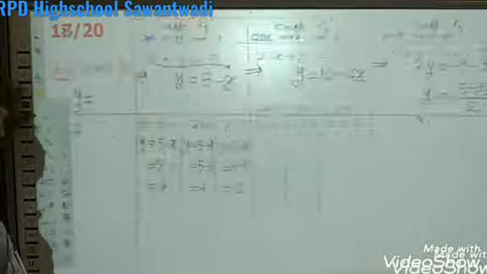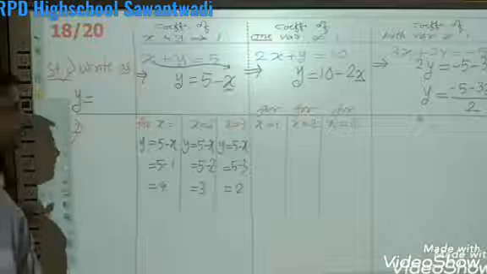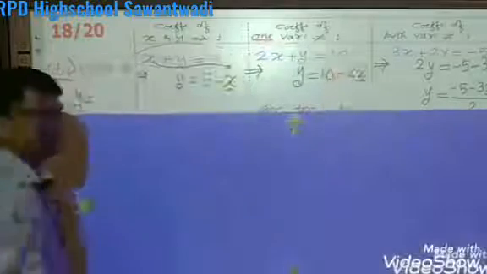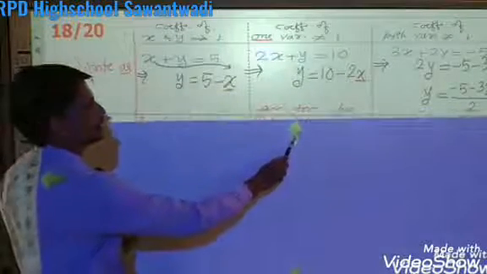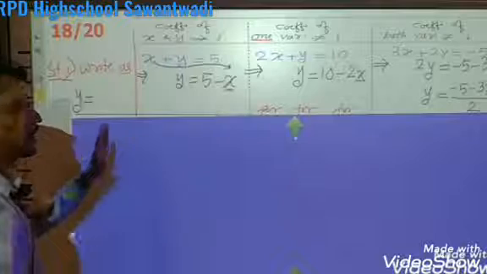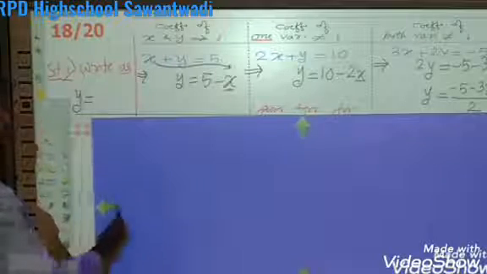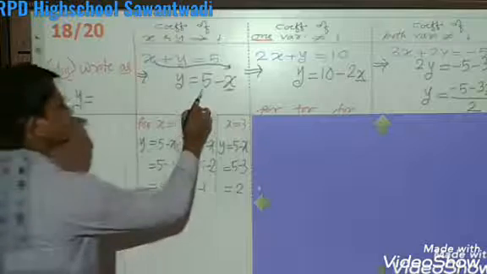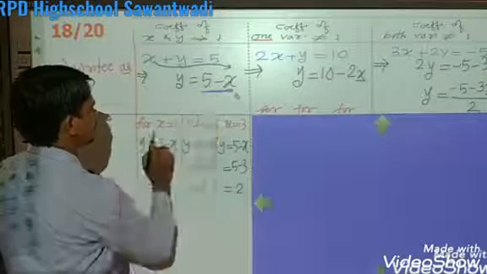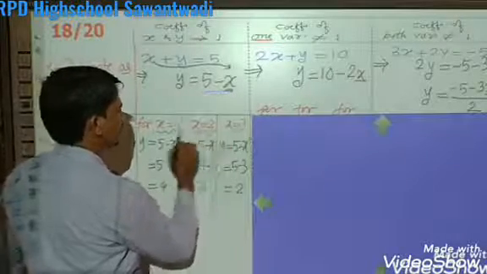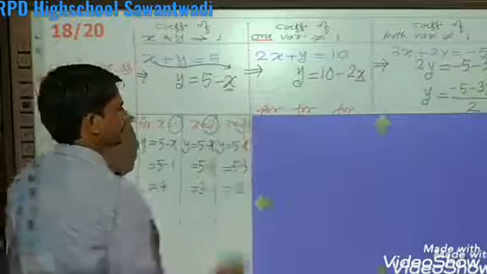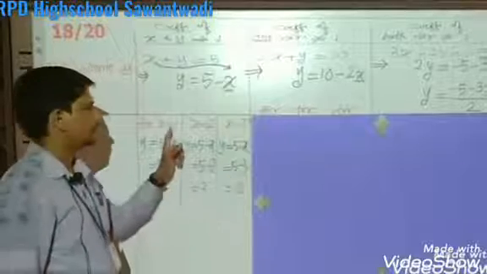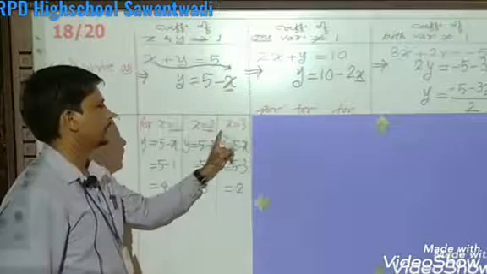We will move further. I wrote the same example here, that is x plus y is equal to 5. After getting y is equal to, the next part we already studied in 9th standard. Since we selected y is equal to 5 minus x, I selected x is equal to 1, 2 and 3. Straight away it is better you select 1, 2, 3 only. You will get the answer easily. You can select any number here, but better you select 1, 2 and 3.